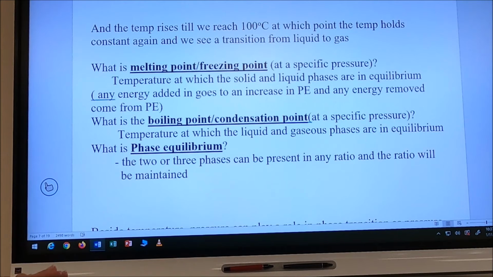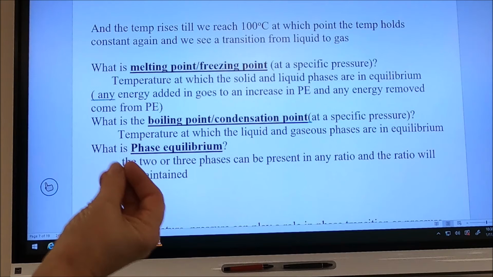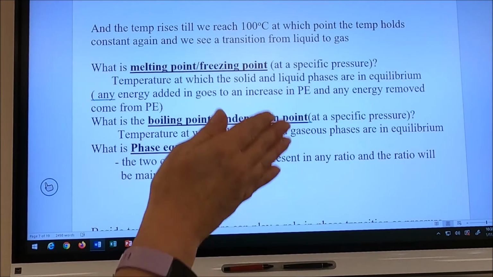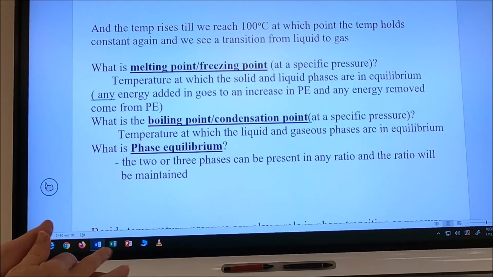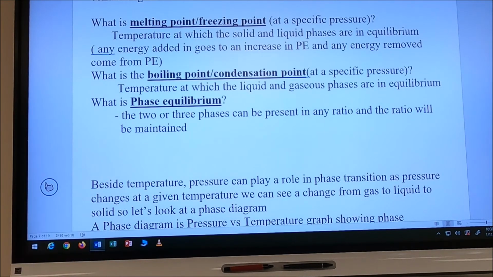So if we are at equilibrium and we're not putting any energy in, then the amount of material in the solid phase and the amount of material in the liquid phase are going to stay constant. If we are at the freezing point and I add energy in, then I'm going to see a net movement from solid to liquid. If I'm at the freezing point, melting point, and I am taking energy out, we're going to see a net move from liquid to solid. Okay, any energy we add in or take away changes the potential energy of the system.